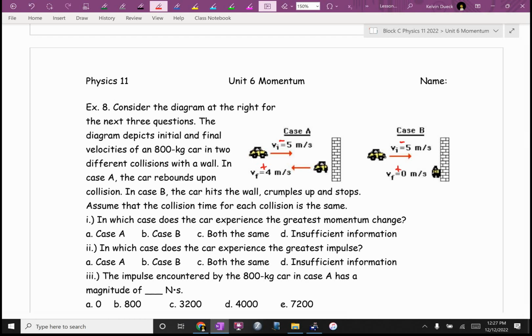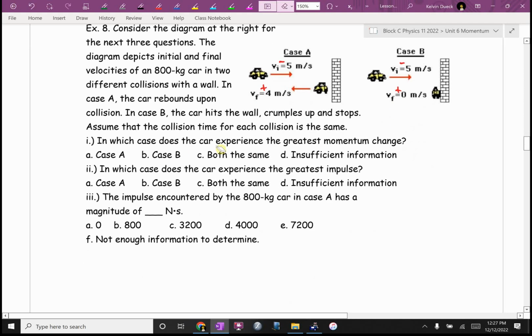It says this. In case A, the car rebounds upon collision. In case B, the car hits the wall, crumples, and stops. Let's assume that the collision time for each one is the same. Part I asks, in which one does the car experience the greatest momentum change? Our options are case A, case B, no, they're both the same, or I need more information.